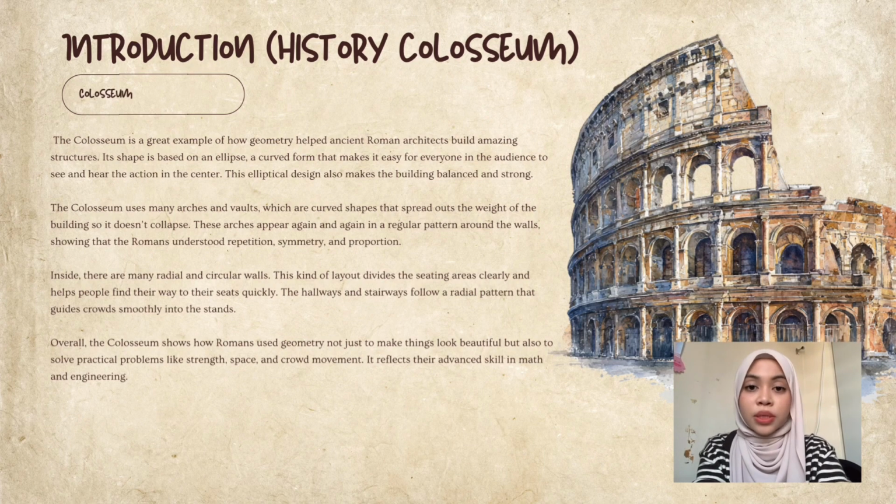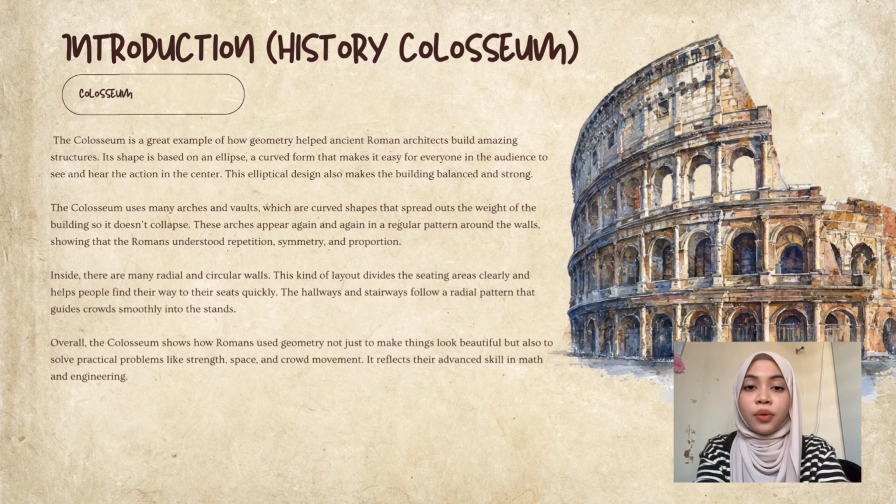The Colosseum uses many arches and vaults, which are curved shapes that spread out the weight of the building so it doesn't collapse. These arches appear again and again in a regular pattern around the walls, showing that the Romans understood repetition, symmetry, and proportion.